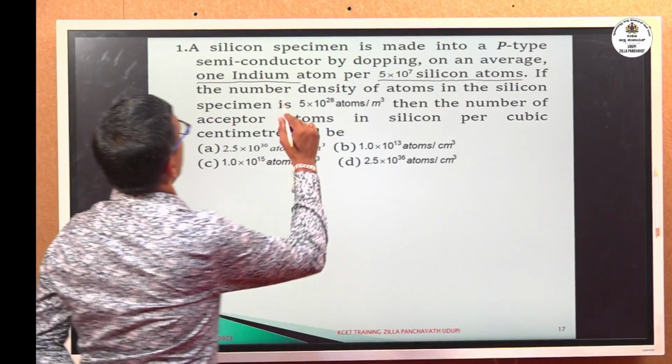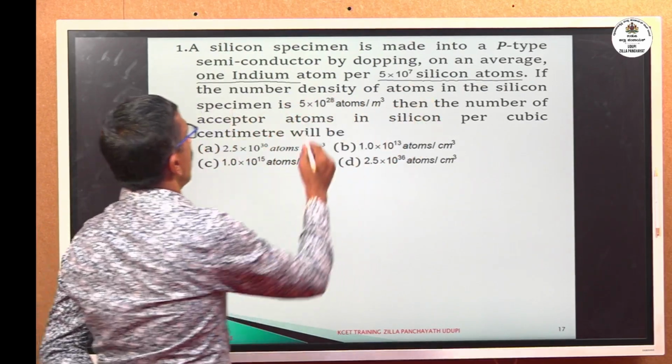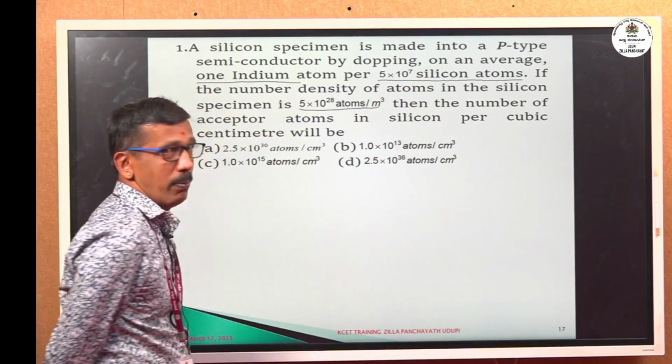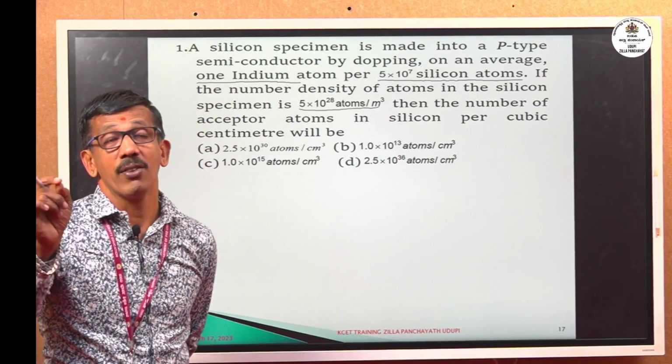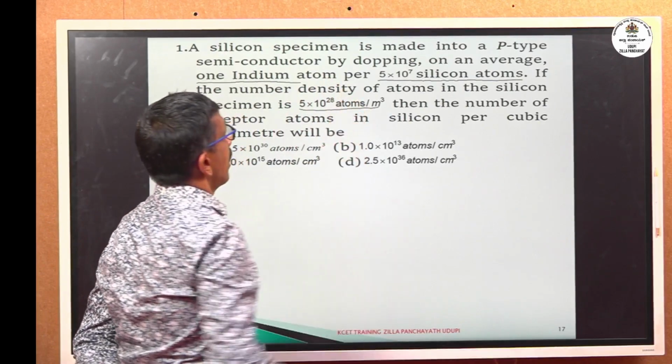If the number density of atoms in the silicon specimen is 5 into 10 power 28 atoms per meter cube.